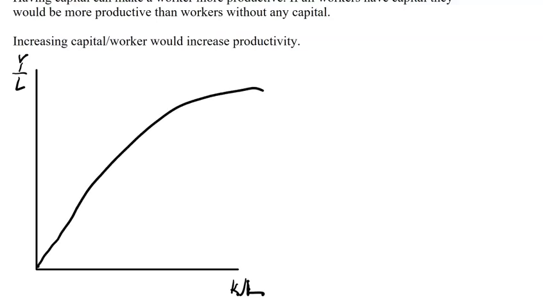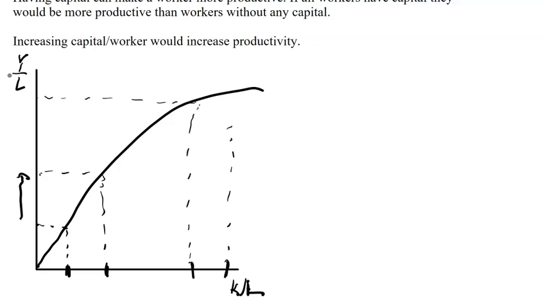Initially, if I go from a little bit of capital to a lot of capital, the increase in output will be quite a lot. So my productivity will go up quite a bit. But if I already have a lot of capital, and I increase more capital, so I provide the workers even more capital, then the increase in productivity will not be as much. It may increase, but it won't be as much.